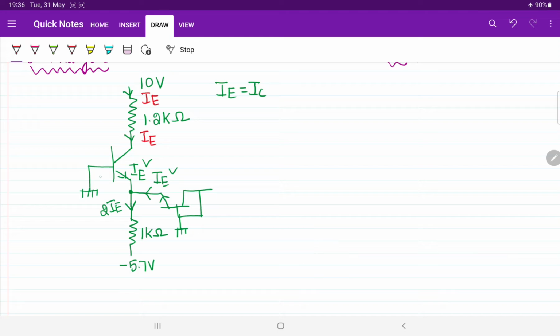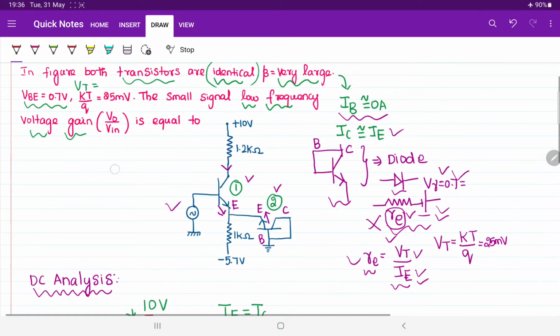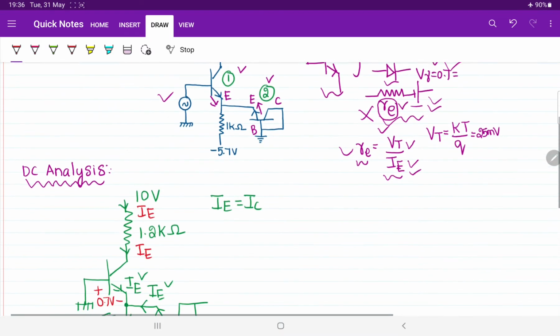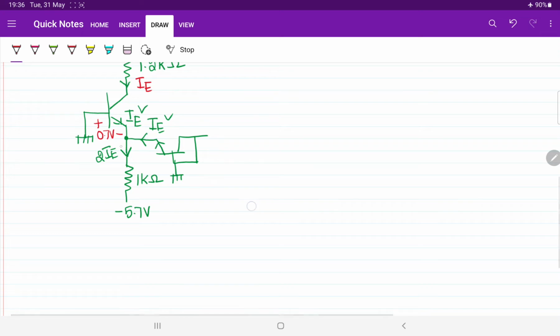And while doing DC analysis, it is very important to consider the base to emitter voltage, which is already given as 0.7 volts. If you observe the question, that is already given. Now what I am requesting you to do is just apply KVL from base to emitter. That will be sufficient to calculate the value of the emitter current. How will I do that?